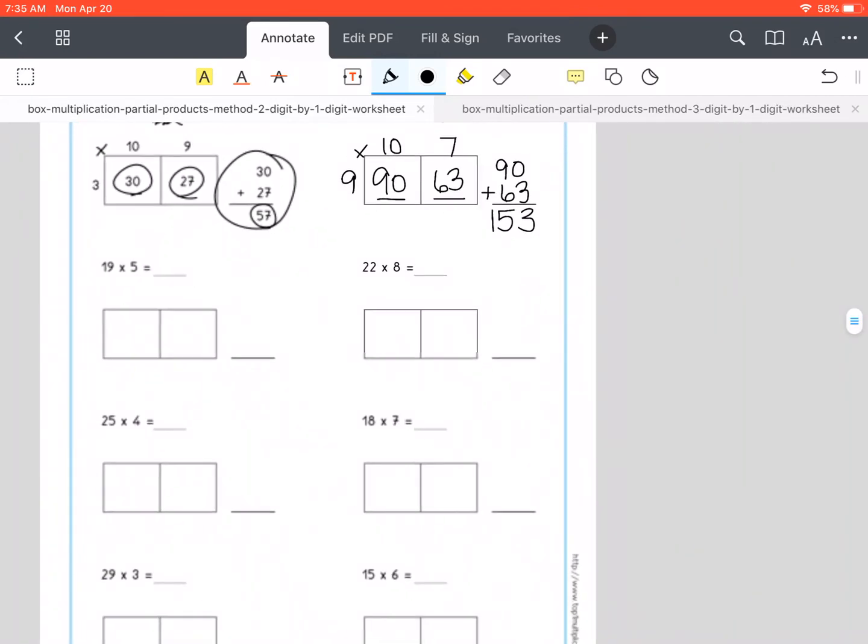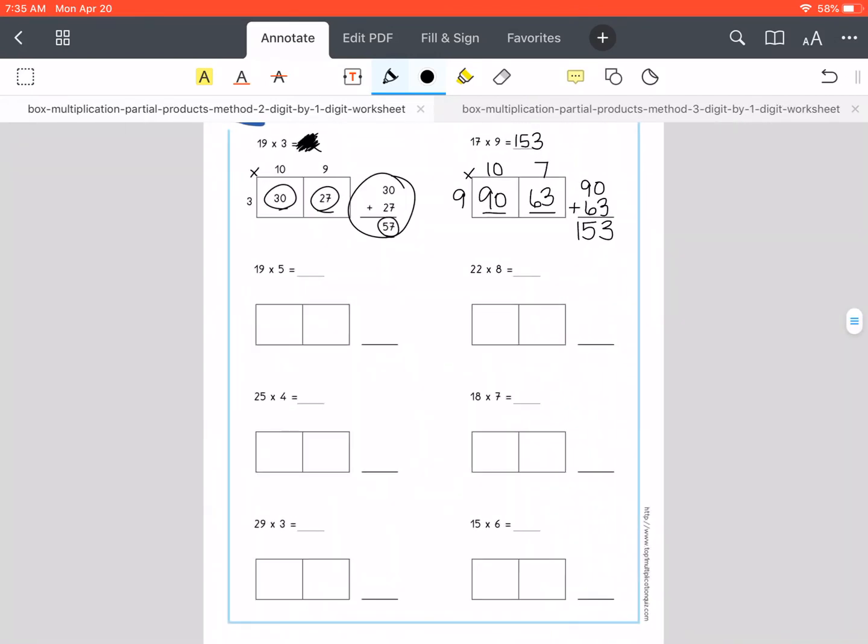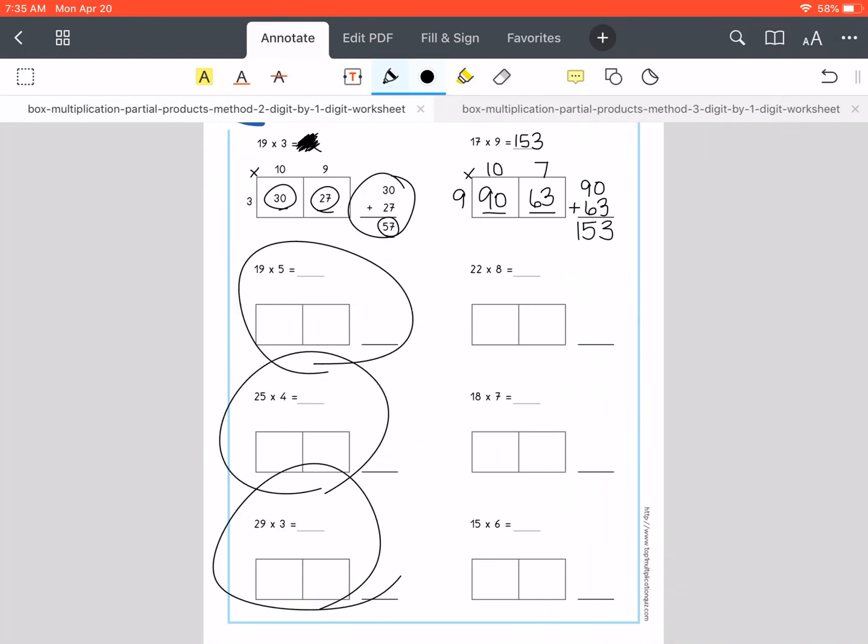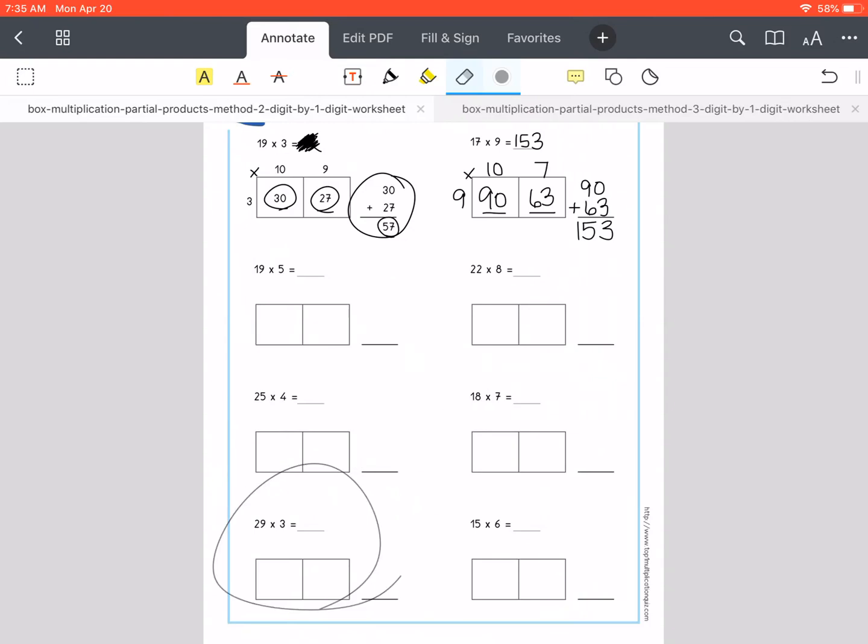Now, for the rest of this worksheet, there are 6 problems left. I want you to choose 3. You only need to choose 3 problems to do. So I could choose this problem, and this problem. That's great. You can choose those problems or pick 3 different problems that you'd like to do. It does not matter. Just choose 3.